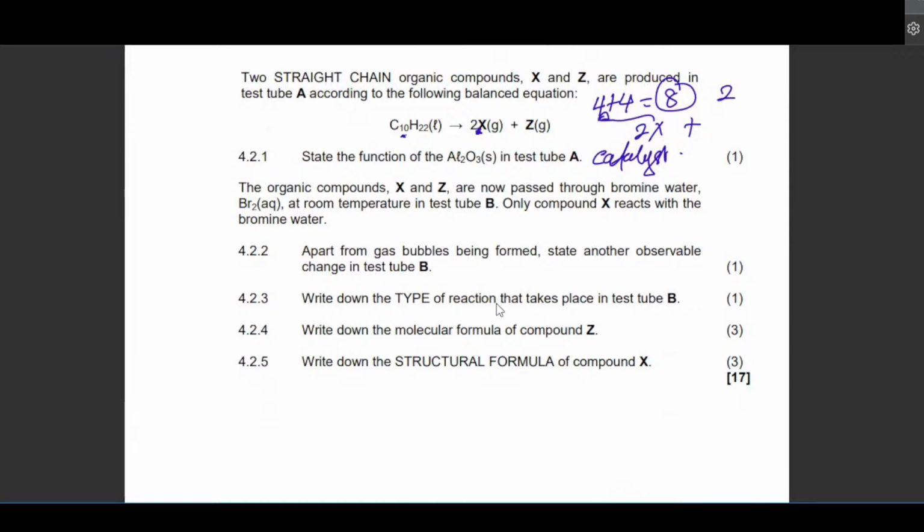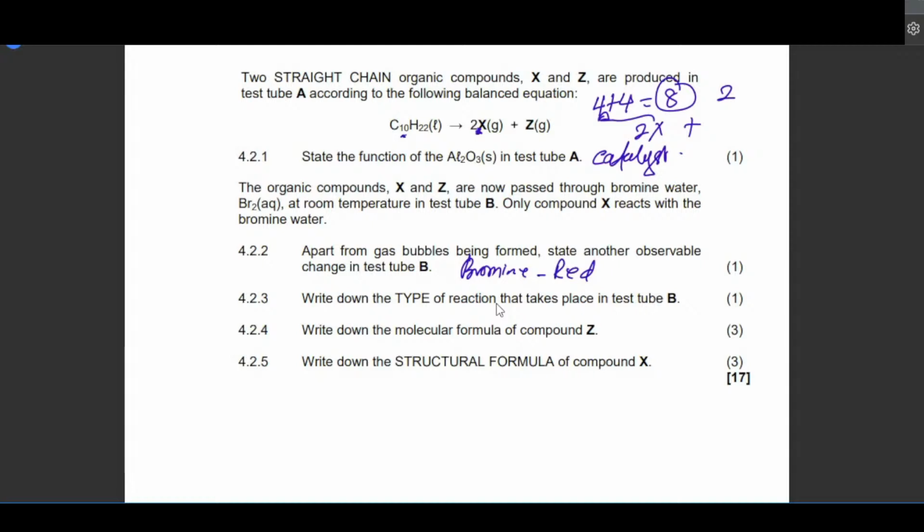Then they're saying that apart from the gas bubble being formed, state other observable changes you will see. The moment you pass an unsaturated compound in bromine water, the bromine water, which is red, is going to be decolorized and become colorless. Therefore, we can say that bromine water is going to be decolorized. That is the second observation you can see.